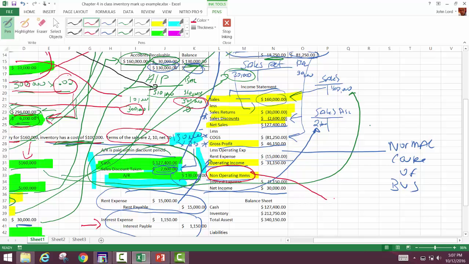These are not normal course of business. They call them non-operating. Interest is not considered a normal course of business item unless you are a bank. If you are a bank, then interest would be normal course of business because banks make and pay interest on a daily basis depending on what's going on with them at any point in time, right?